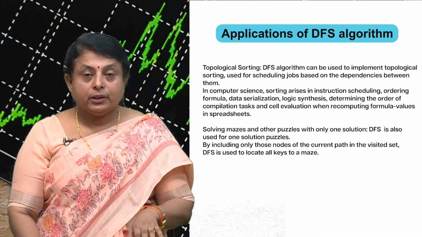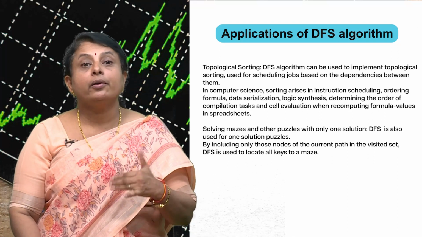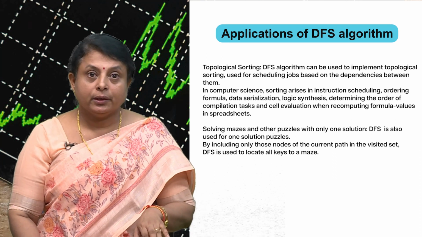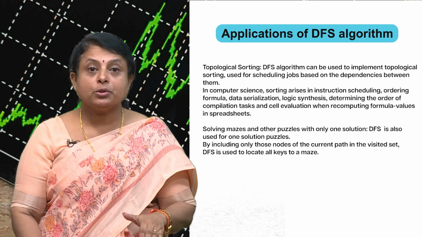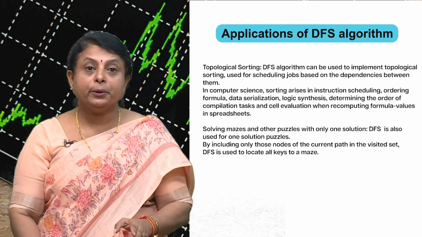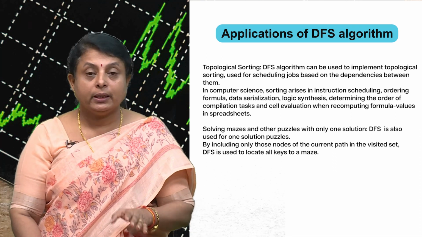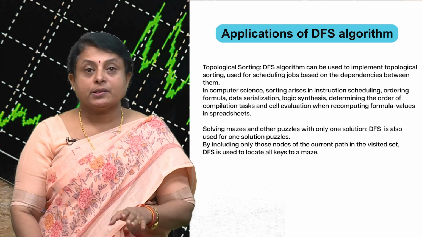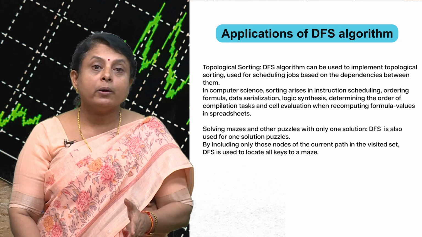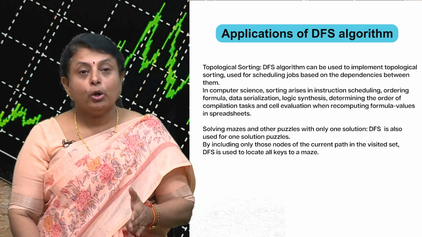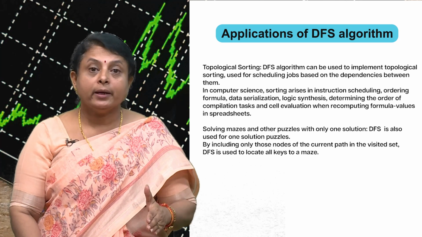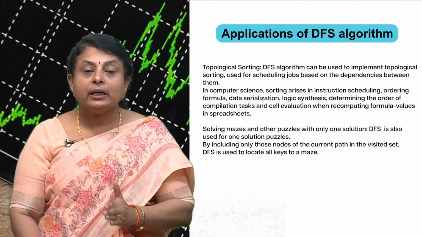Now, there are different applications of the DFS algorithm. There are some real life applications of using DFS algorithm. First is topological sorting. DFS algorithm can be used to implement the topological sorting. Topological sorting is used to schedule the jobs based on the dependencies between them. In computer science, topological sorting arises in instruction scheduling, ordering formula, data serialization, logic synthesis, determining the order of compilation tasks and cell evaluation when recomputing formula or values in the spreadsheets.